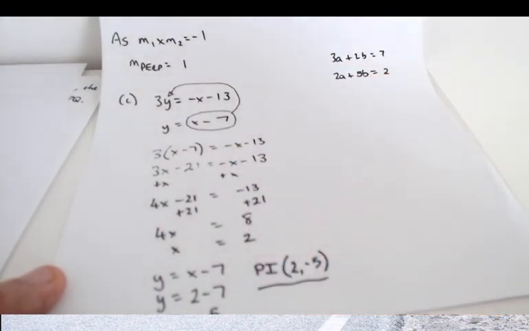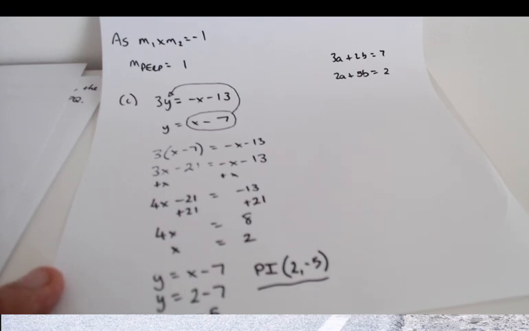If you are asked to work out where lines cross, you're going to use simultaneous equations to do this. Okay, that's the first example done. Second example.